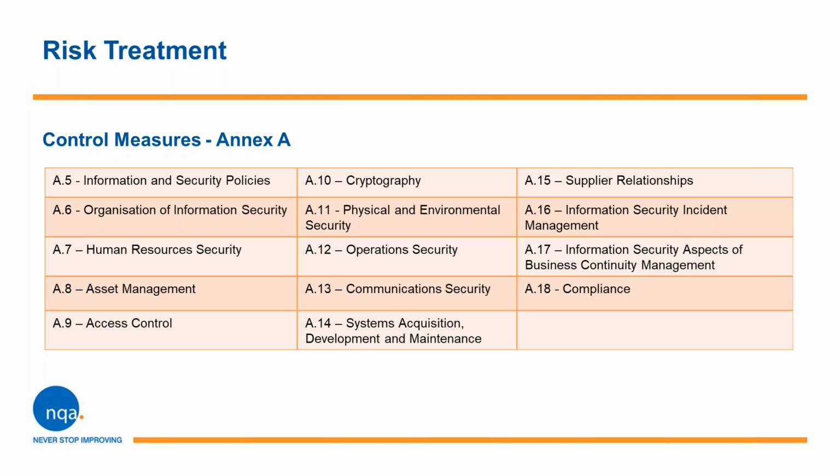A17 is the information security aspects of business continuity management. So these are the controls requiring the planning of business continuity, the procedures, the verification and reviewing, and also IT redundancy. Finally, A18 is compliance. So this is controls requiring identification of applicable laws and regulations, intellectual property protection, personal data protection, and reviews of information security.